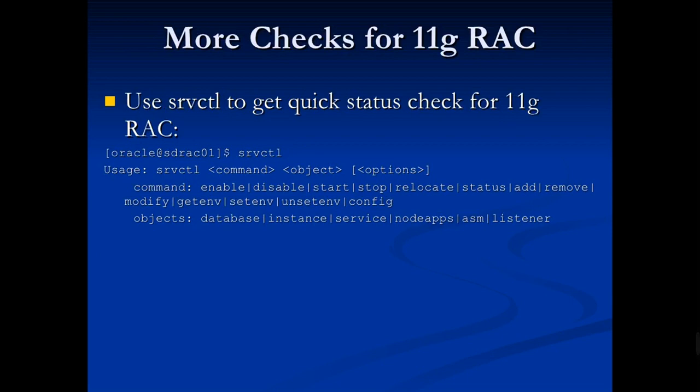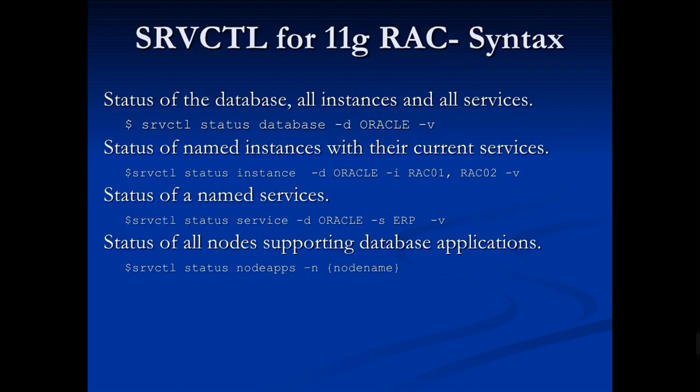Another one is SRVCTL. CRSCTL is clusterware control and SRVCTL is service control. What are the services, local services or clusterware services? We can check in SRVCTL. Here is the SRVCTL syntax for 11G RAC. You can verify with that. In my next video, we'll go through all the commands in depth, executing all of them in a live demo.